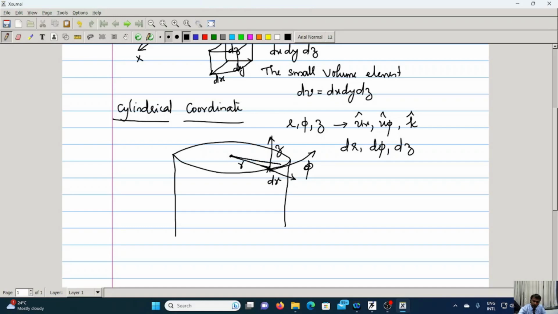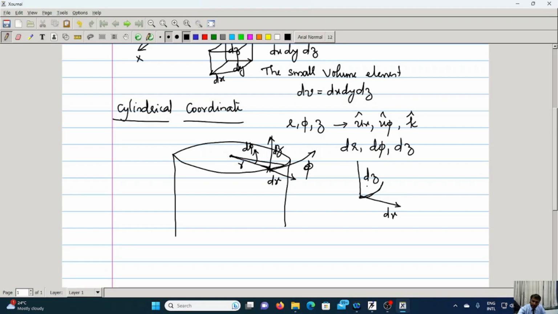So this angle will be d phi. Then this height, we can write dz. So we can now draw the sides like this. This is your dr and this is your dz, right? Then we have this d phi, this angle.